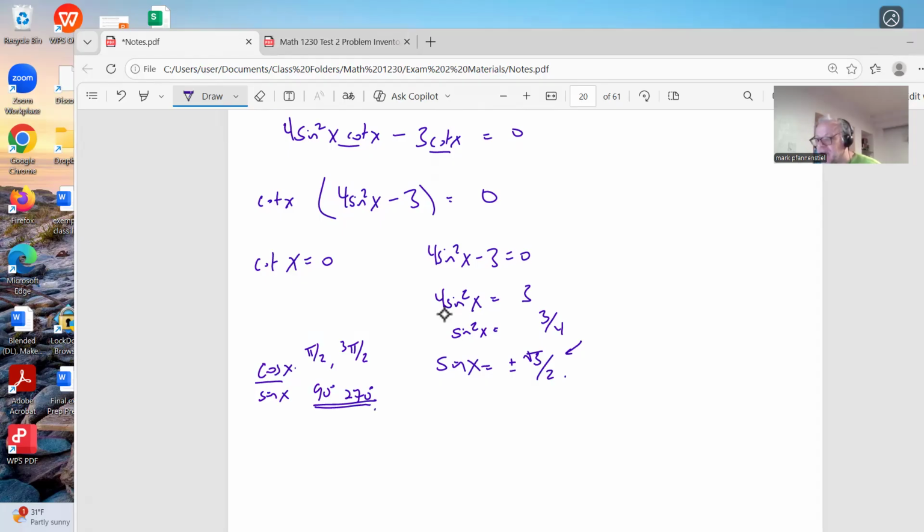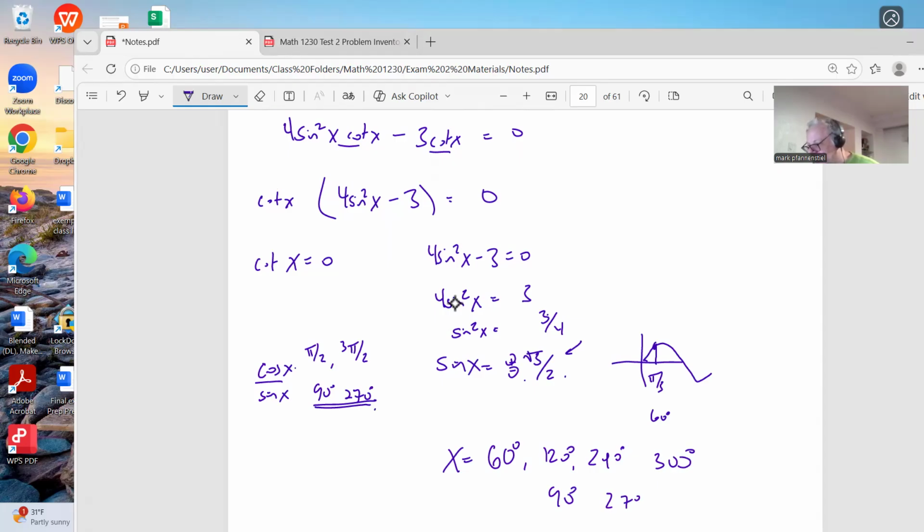Now, sine x equals square root of 3 over 2, right? Remember, sine x looks something like this. So square root of 3 over 2 is somewhere over here, and that's going to be pi over 3, or 60 degrees. We need the positive ones and the negative ones. It's going to be in all 4 quadrants, so I need the reference angle for 60 degrees in all 4 quadrants. My x for my sine contribution is going to be 60 degrees, 120 degrees, 240 degrees, and 300 degrees. We also have 90 degrees and 270 degrees. So my solution set is all of these angles, because of the cotangent.